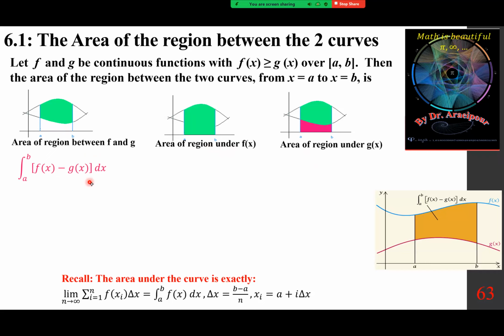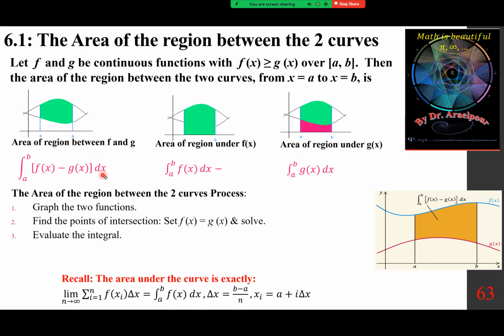Therefore, if you are interested in finding the integral from a to b of f of x minus g of x dx, we find the integral from a to b of f of x dx minus the integral of g, and that's the concept we are looking for. So what do we do? Well, for the area of the region between two curves, here's the process. Number one, graph. Number two, find the points of intersection by setting f equals g, and so on. Number three, evaluate the integration. Now, there's a little bit more to it that I want to discuss.